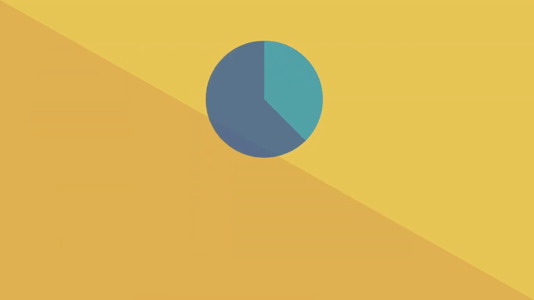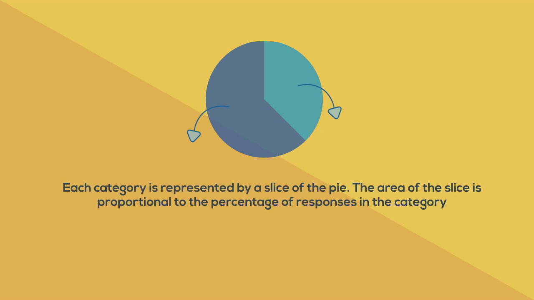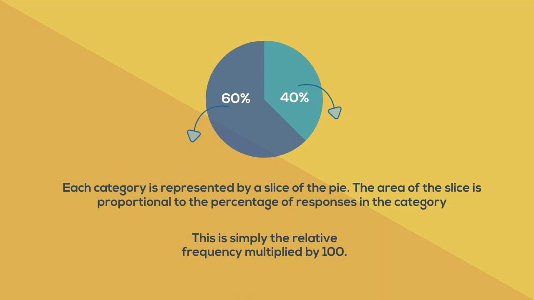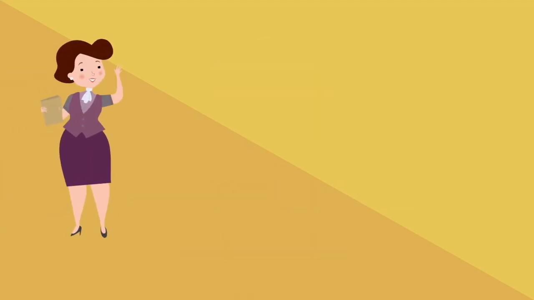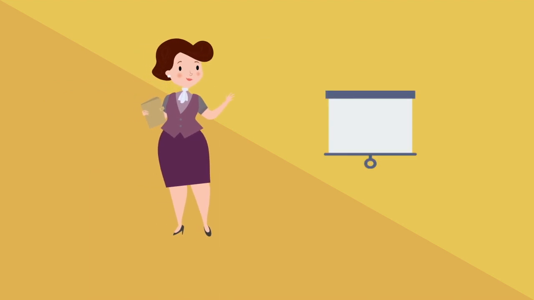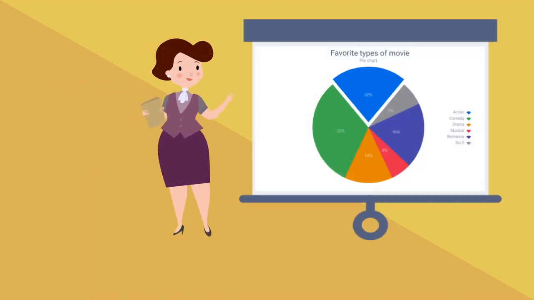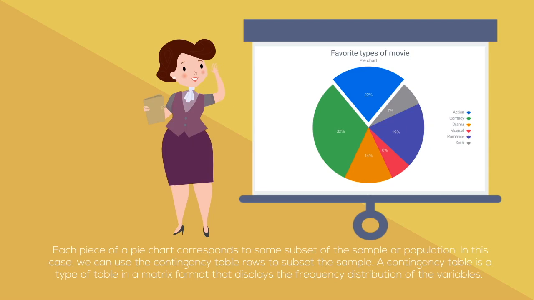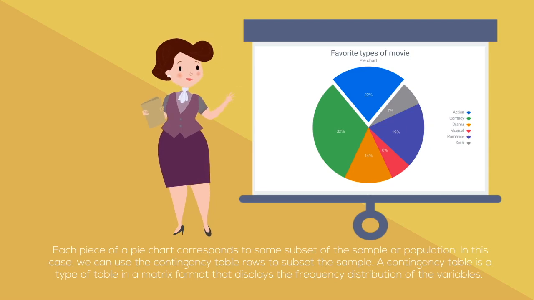Next, we look at the pie chart. In a pie chart, each category is represented by a slice of the pie. The area of the slice is proportional to the percentage of responses in the category. This is simply the relative frequency multiplied by 100. Each piece of a pie chart corresponds to some subset of the sample or population. In this case, we can use the contingency table rows to subset the sample.